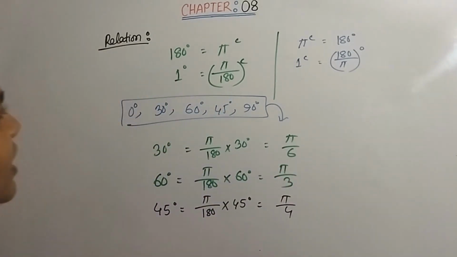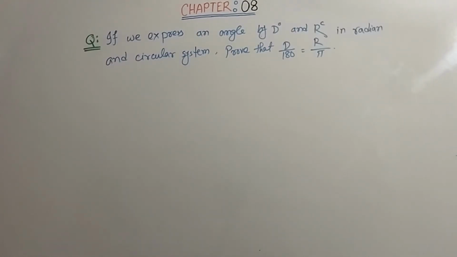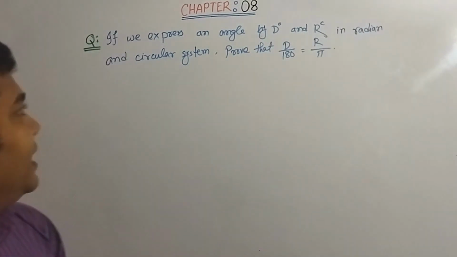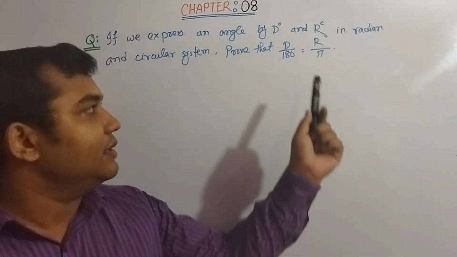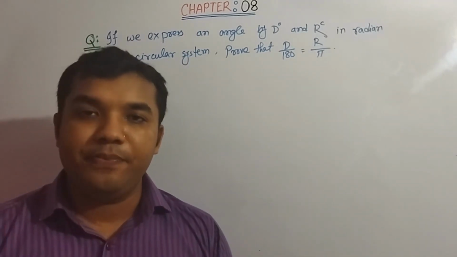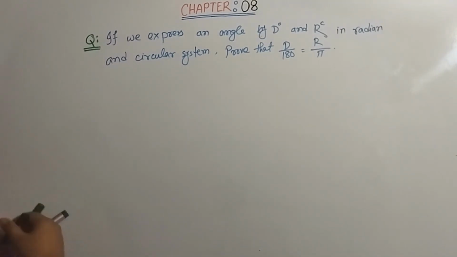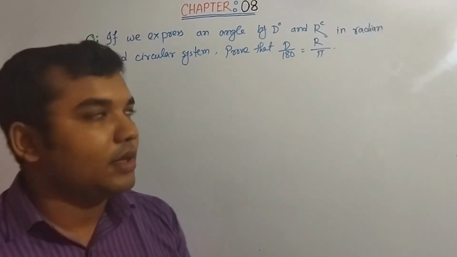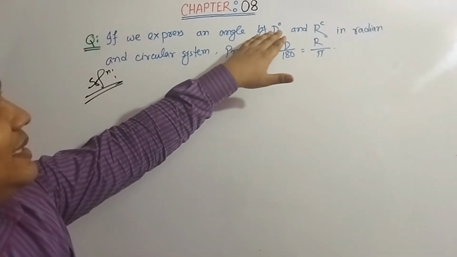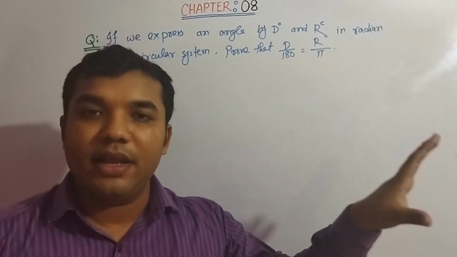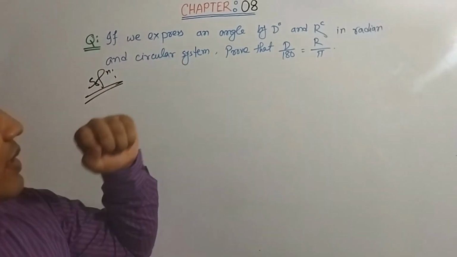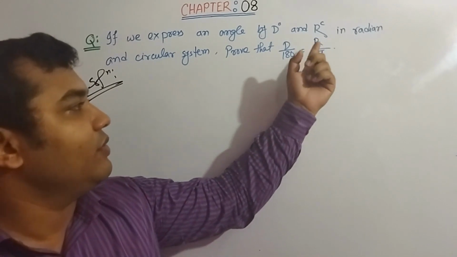Okay, so now we are going to see a mathematical problem. Our problem is: if we express an angle by d degree and r radian in the sexagesimal and circular system, prove that d over 180 equals r by pi. To solve these types of problems, we can go this way. Here we express an angle by d degree, that means it is the sexagesimal system, and r radian, that is the circular system. Now we need to prove d over 180 equals r by pi.